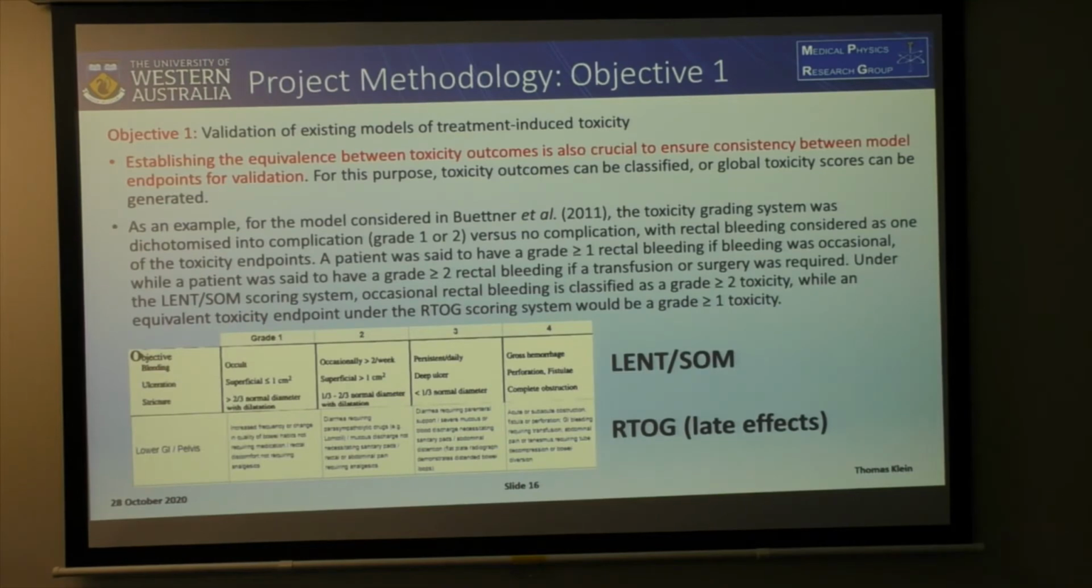Also notably, where toxicity endpoints are ambiguous and can't be directly related, we'll most likely equate the patient outcomes by matching the number of patients in the toxicity group rather than drawing from these ambiguous grading systems.